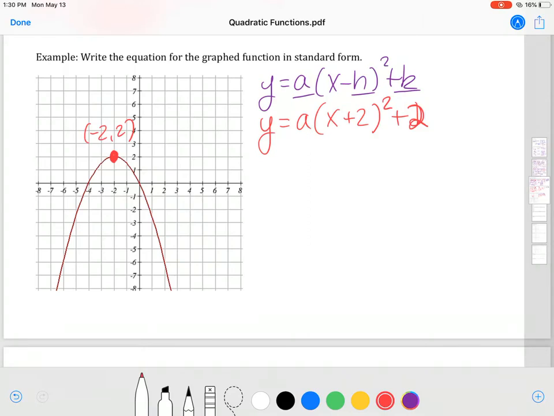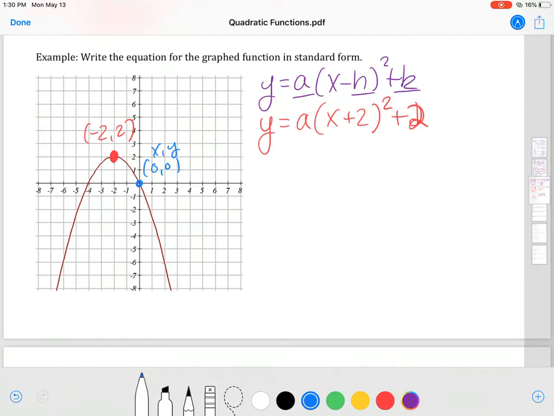Now I've got to just pick another point on the graph. It doesn't matter which one. Pick another point that's not the vertex and plug it in for x and y so you can solve for a. Now you can pick any point, but my suggestion to you is to make things easier. Whenever you're given an opportunity to pick a point that has 0 in it, it makes the arithmetic a lot easier. So the additional point that I'm going to pick is 0, 0 for my x and y.